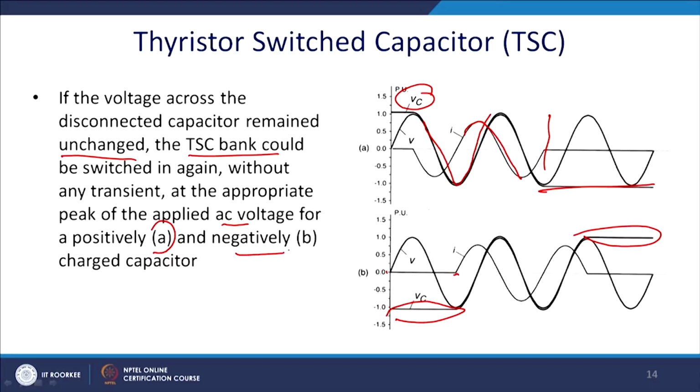If the voltage across the disconnected capacitor remains unchanged, the TSC bank could be switched on again without any transient, at the appropriate peak value of the applied AC voltage, for the positive at A and the negative at B, when it is charged to the reverse polarity. So, as such there will be no transient when it is switched on. This is one of the advantages of TSC, that transient phenomena are not observed.